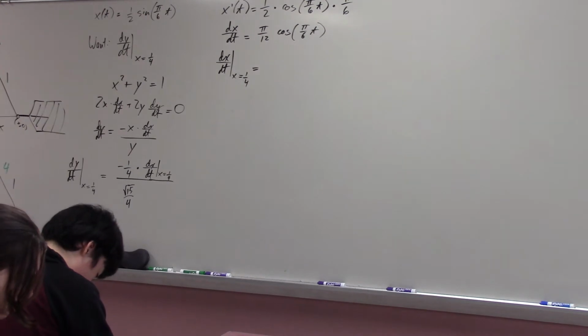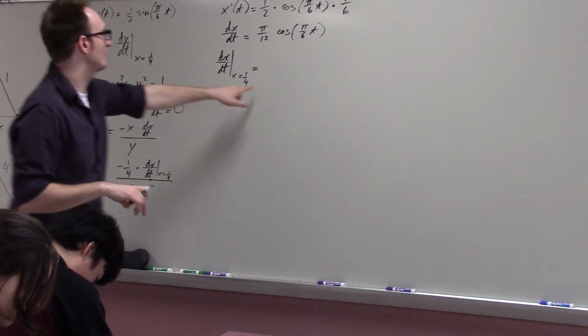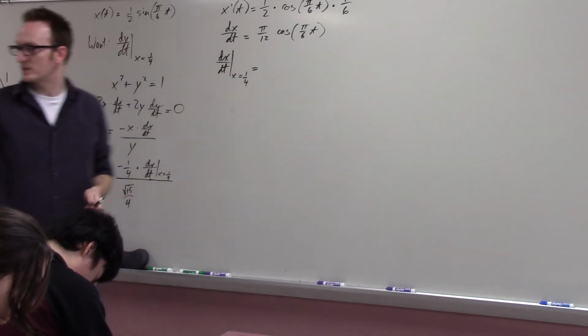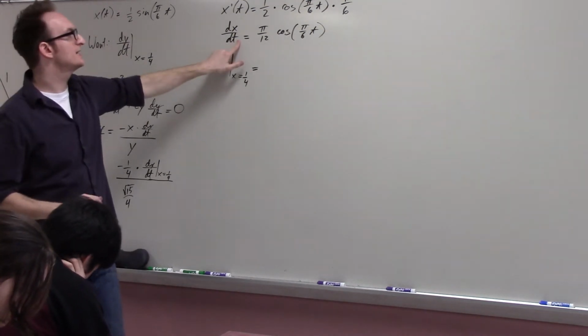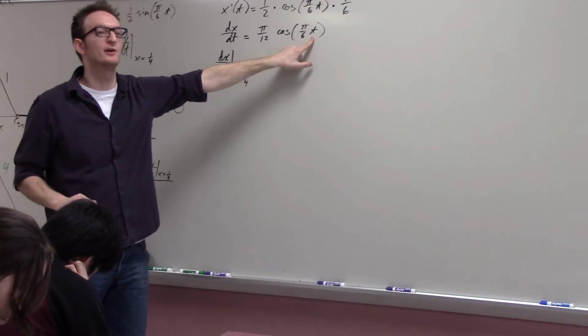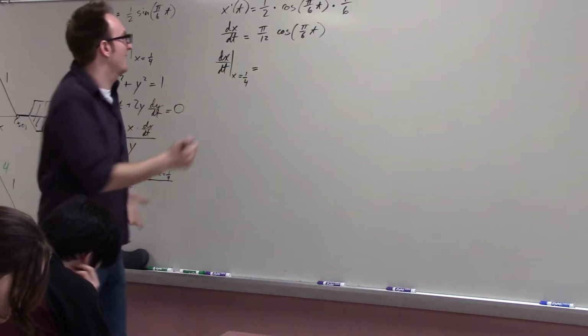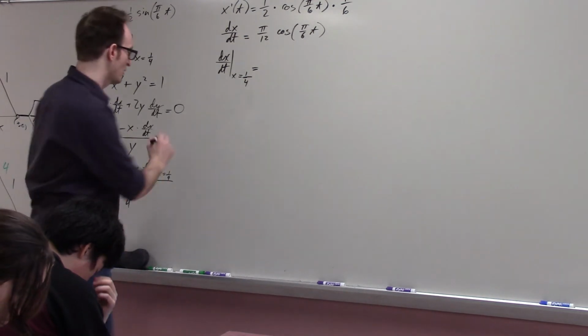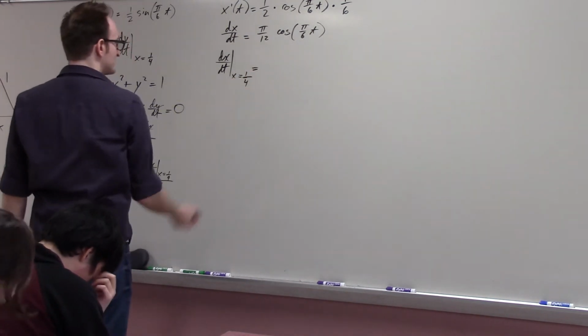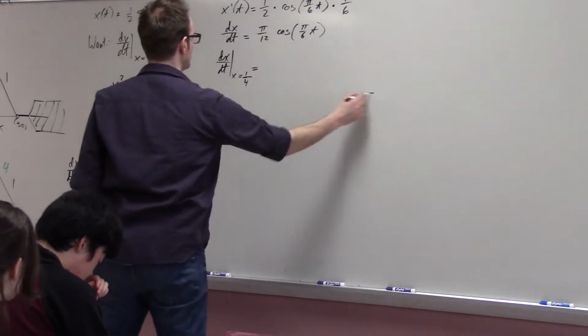And now I want to know what is dx/dt when x is 1/4. But if you think about what's going on here, that's not what this formula is telling me. This formula is telling me what dx/dt is at some particular t value. I can't just plug in 1/4 here. That doesn't make any sense.